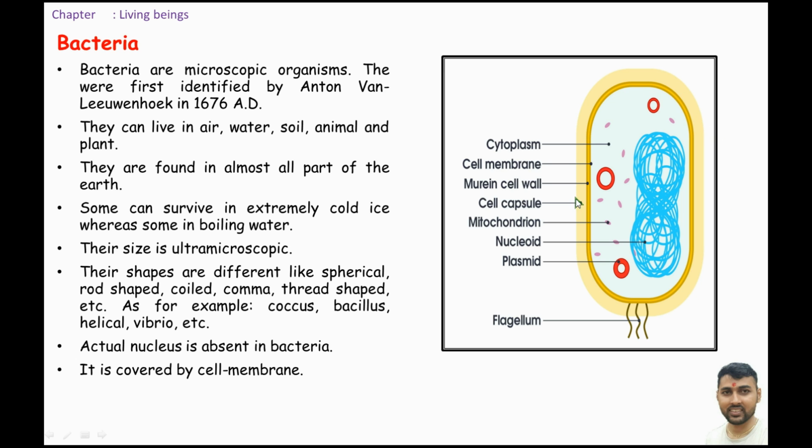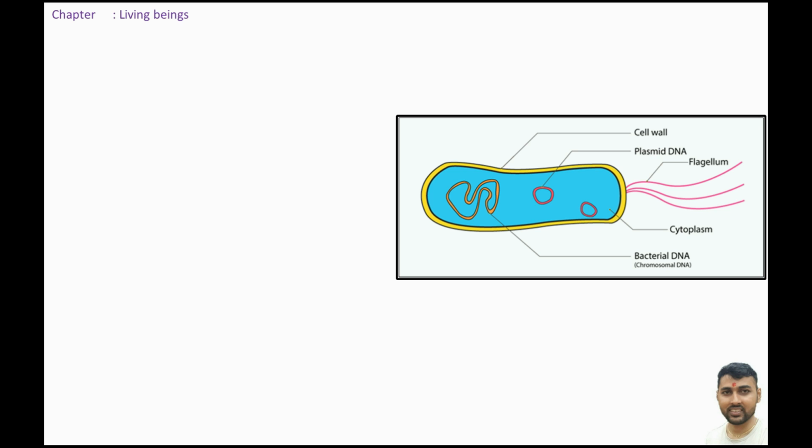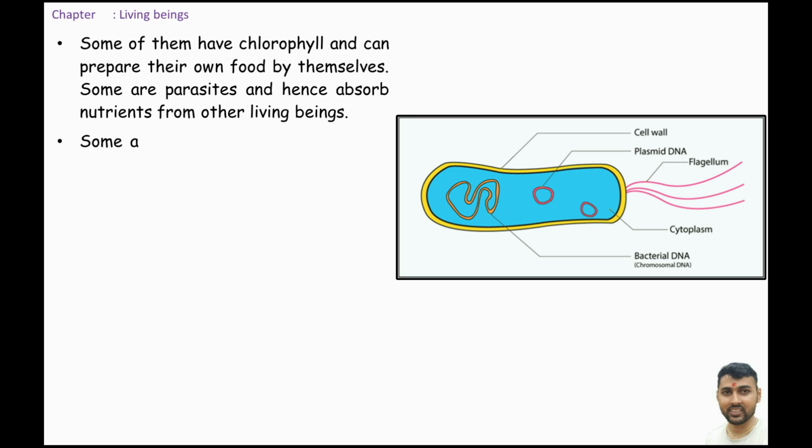Here we can see the cell membrane, and outside the cell membrane there is also a cell wall, like that of the plant cell. Some bacteria contain a cell wall. Some of them have chlorophyll. Chlorophyll is the green pigment, and due to its presence, plants can prepare their own food. Likewise, bacteria with chlorophyll can also prepare their own food. Some are parasitic, meaning they get nutrients from the body of other organisms.